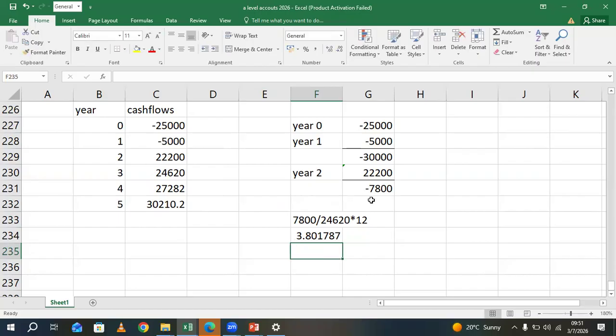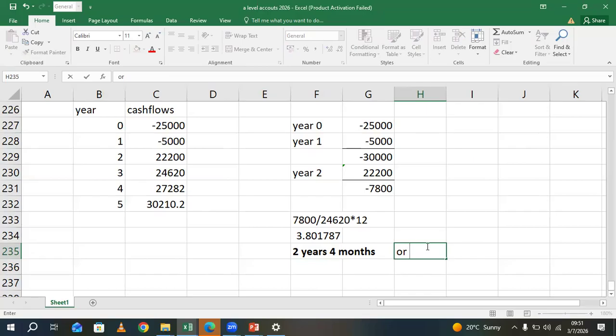Rounding to the nearest, that's 4 months. So it means we need 2 complete years and 4 months to recover. That's our payback period. Or optionally, we can put it in years. In years, you don't need to multiply by 12.